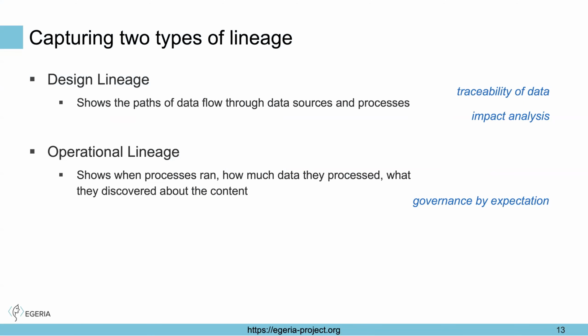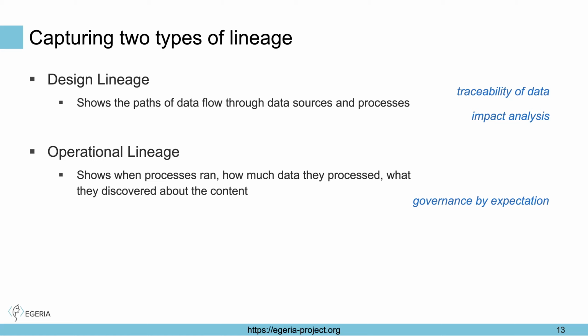Now, there are two types of lineage that we need to think about when we're capturing metadata. The first is what we call design lineage. And this shows all the possible paths and data flows through the data sources and the processes. So when we look at a report and we see a value is invalid, the design lineage for that report will show where all the data could have come from. It doesn't tell you that this particular field came from a particular place, but it says these are all the places that data was gathered from in order to support this particular report.